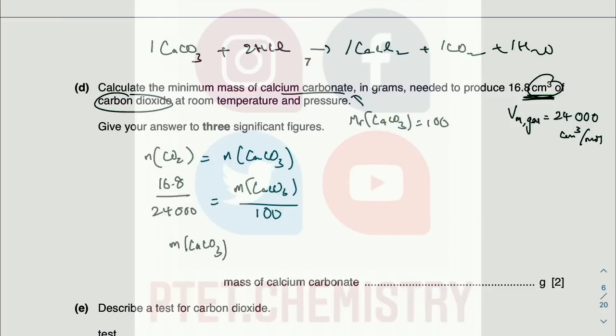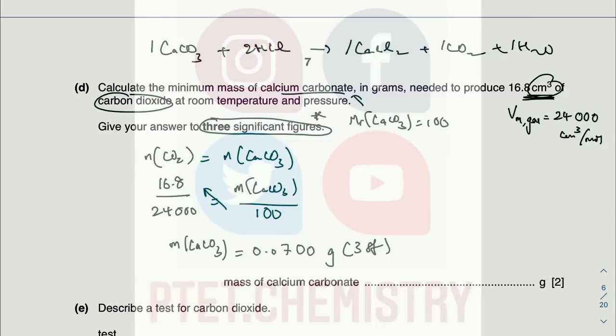So moving that there, you can move the 100 up there. You're going to get 16.8 times 100, divided by 24,000. You're going to get 0.07. But they want the answer to 3 significant figures. So this currently is 1 significant figure. The zero in front of a number greater than 0 is not counted at all. So this is only 1 significant figure. So you have to add zeros for it to be 3 sig fig.